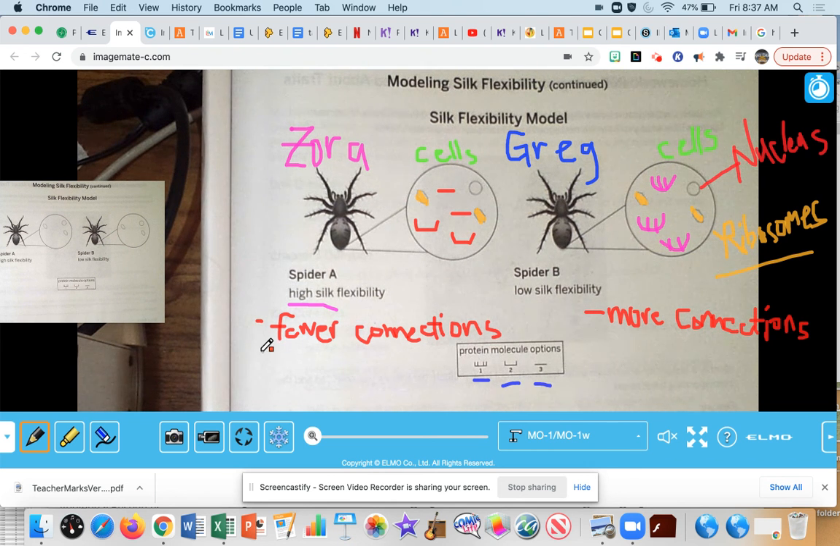So for Zora, since we have fewer connections, it would form silk with higher flexibility. So with fewer connections, we have higher flexibility. With more connections, we have low silk flexibility. And that would be our response. Okay.